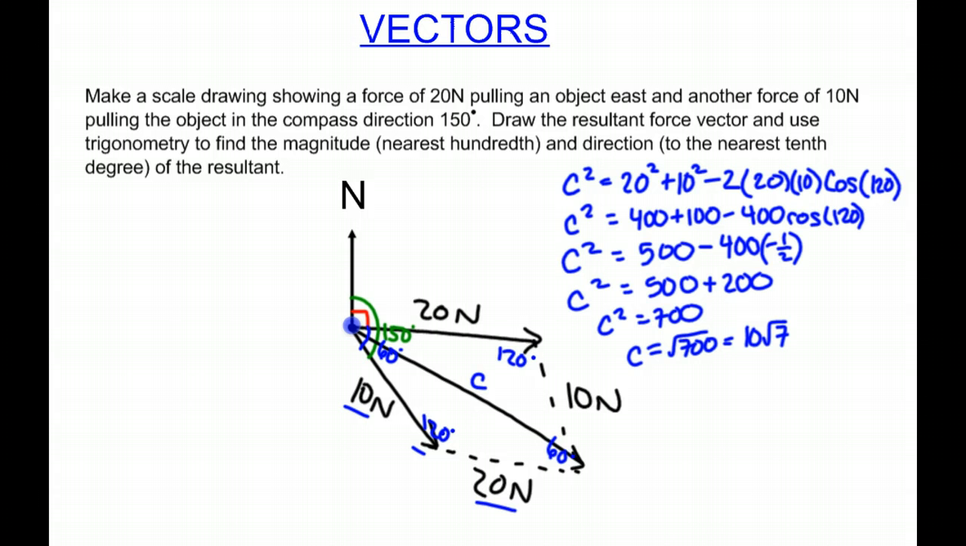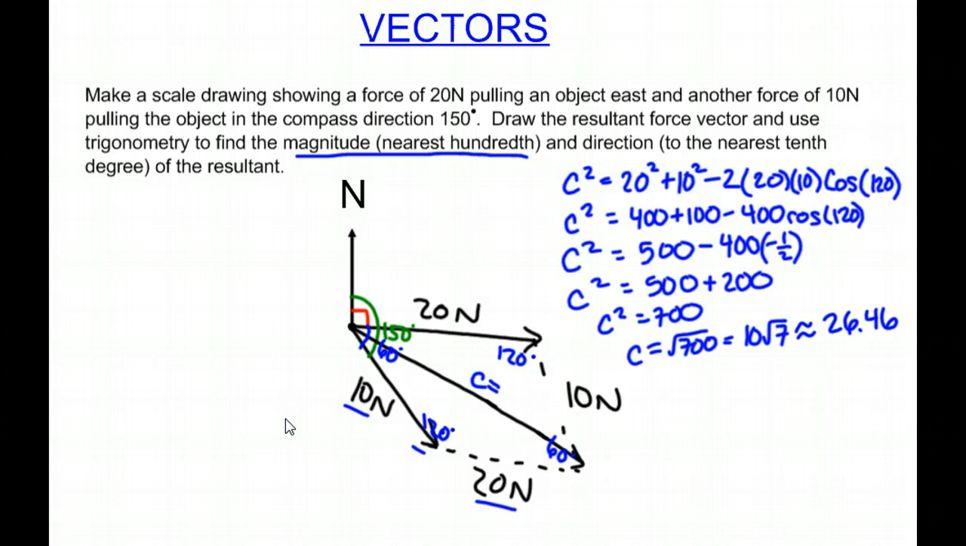And because we wanted our magnitude to the nearest hundredth, what we're going to do is approximate that and get 26.46. So our c is going to be approximately 26.46 here. And now we have to find our direction, which means the bearing here.